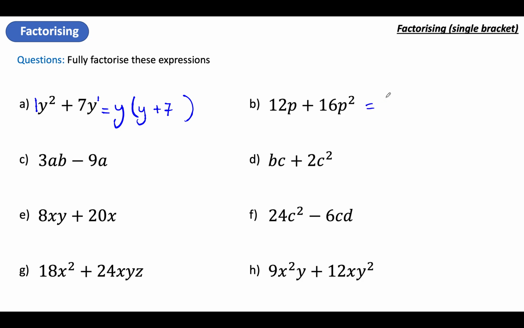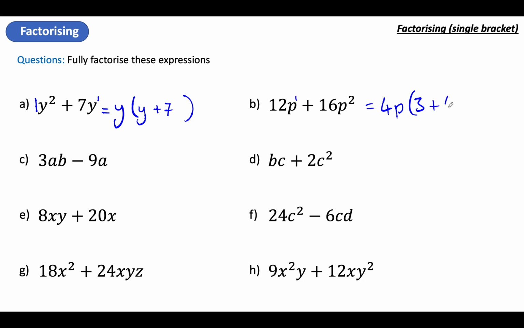Right, 12 and 16. Highest common factor is 4. They've both got p's. That one's got 1, that one's got 2. So we'll put that one on the outside. Right, 3 times 4 will make 12. I need a p. I've already got one. That already makes 12p. If I expanded that, multiplied them together, I'd have 12p. So all done. Next part, 16.